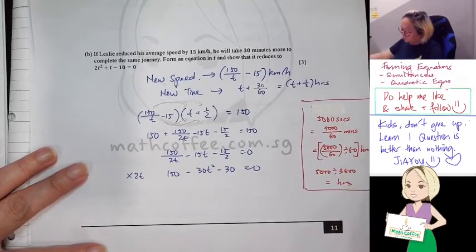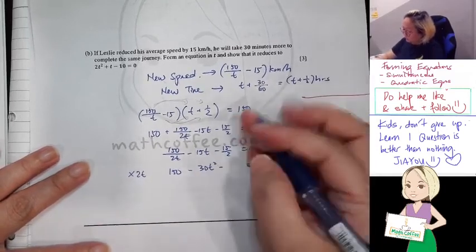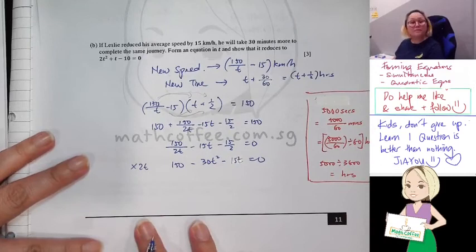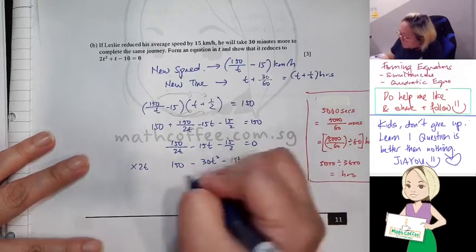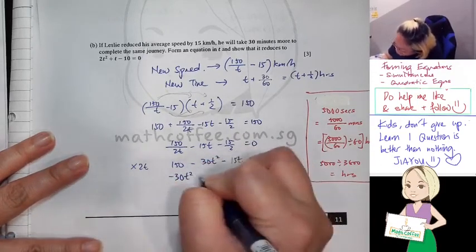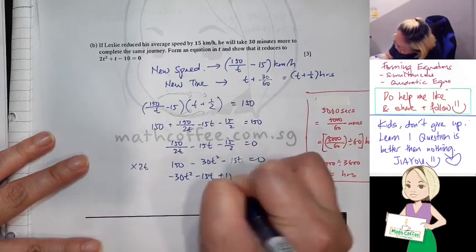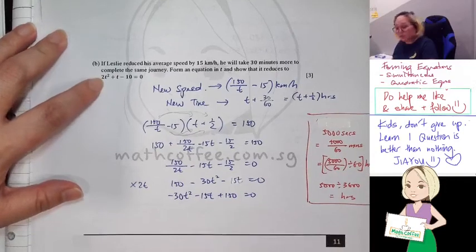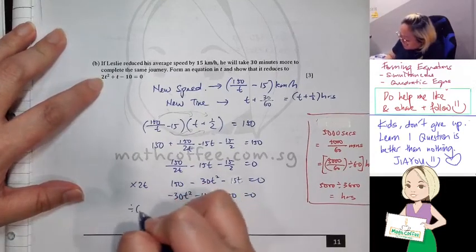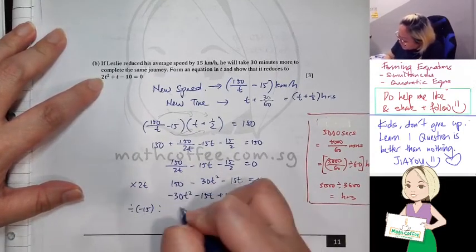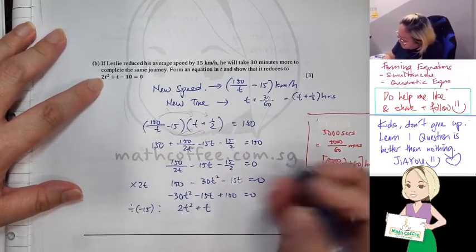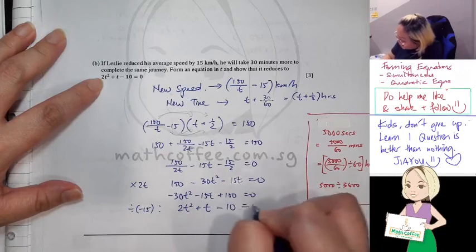Cancel the 2, I should have 15t only. Rearrange, I have minus 30t squared minus 15t plus 150 equals 0. Look at the equation. It is negative 30t squared, so I will divide by negative 15. So I get 2t squared plus t minus 10 equals 0. Shown.